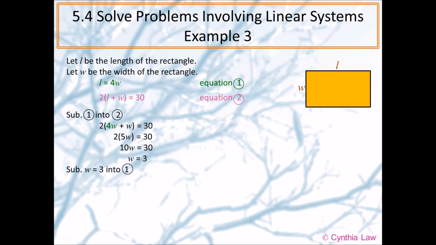Next, I want to find out the length. So I substitute W equals 3 into equation 1. Why do I pick equation 1? Because it's easier to work with than equation 2. I have L equals 4W. When I put 3 into W, it means I have 4 multiplied by 3. And so I have 12. So that's the length.